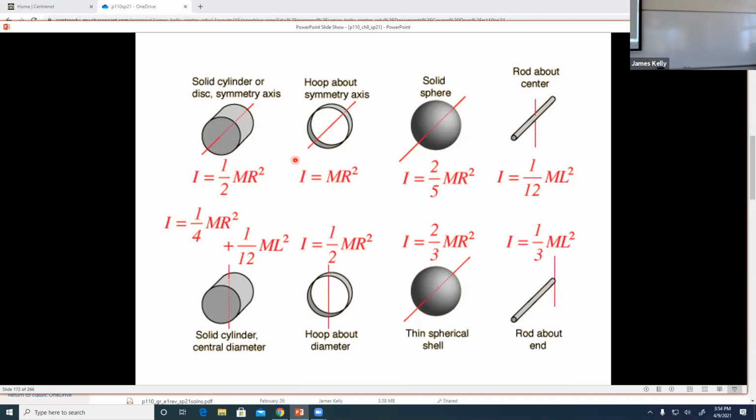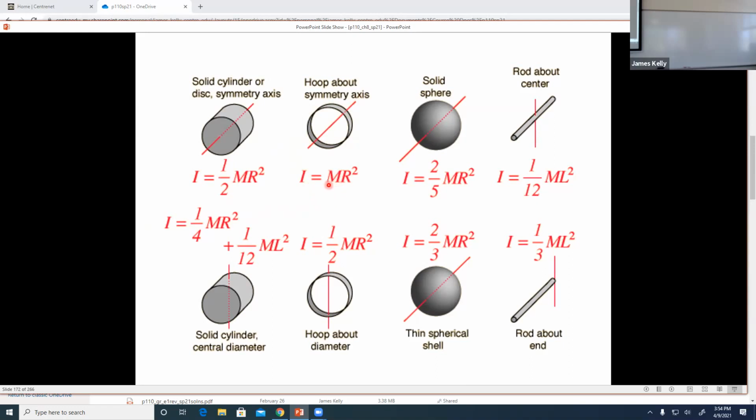Okay, here's a hoop that is pivoted. This again is going perpendicular through the center of the hoop, and the hoop is going to start rotating around that axis in the direction perpendicular to the rotation axis.